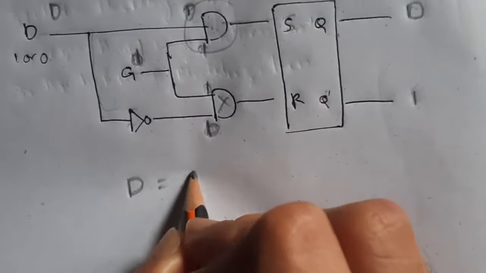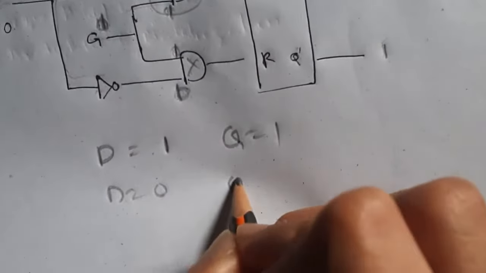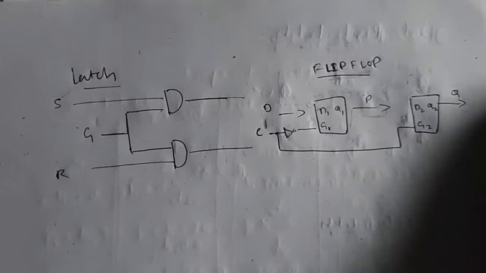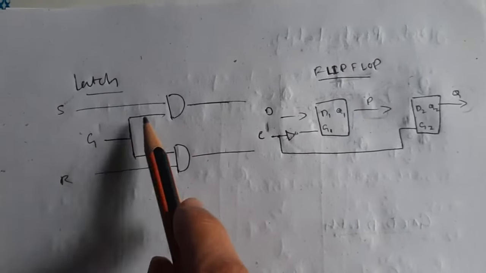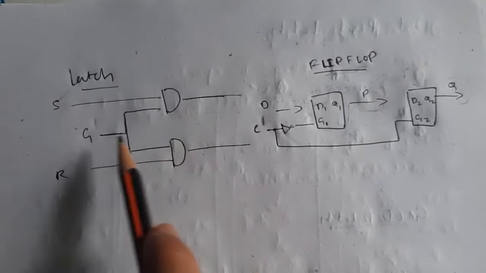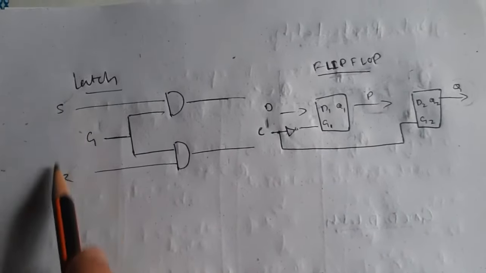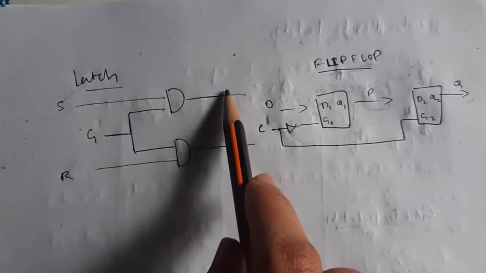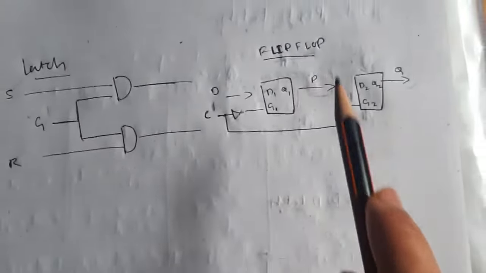So what does D do? If D is equal to 1, Q is equal to 1. If D is equal to 0, Q is equal to 0. This is known as a D latch. Okay. In a latch, you have two inputs and two outputs. This is a control gate. If gate is 0, this won't work. If gate is 1, the changes will be made here instantly. If S and R are changed, those changes will be reflected instantly whenever gate is 1. Okay. Now in a flip flop, what happens?